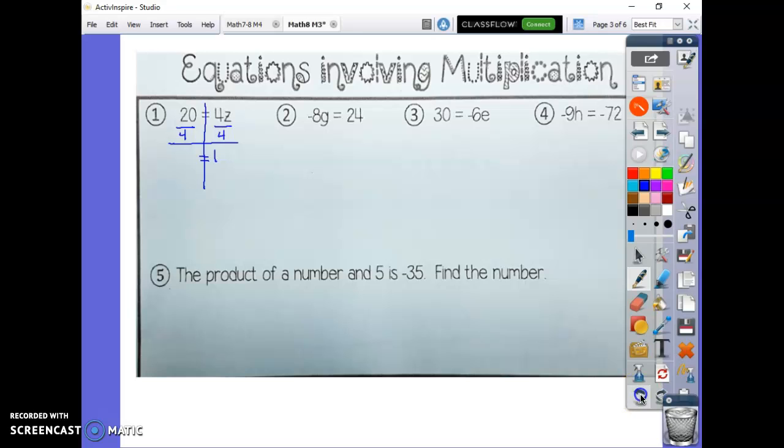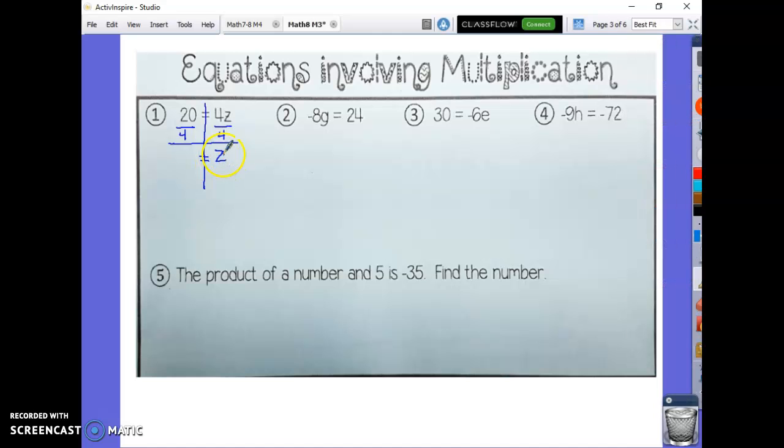Remember, whenever you have a number multiplied by 1, it's that number itself. So z is going to be 20 divided by 4 is 5. 5 times 4 is 20. Z is 5, so 5 times 4 is 20. So we are correct. Our final answer is z is equal to 5. Go ahead and do number 2, 3, 4 as an example.